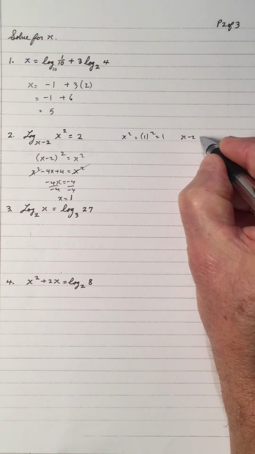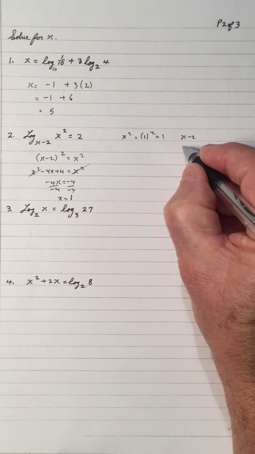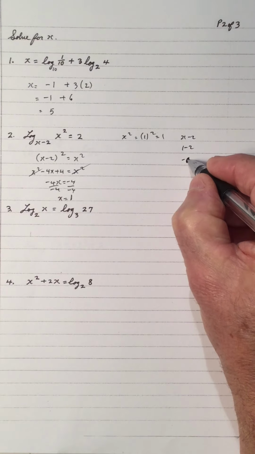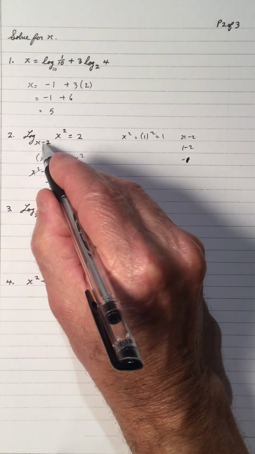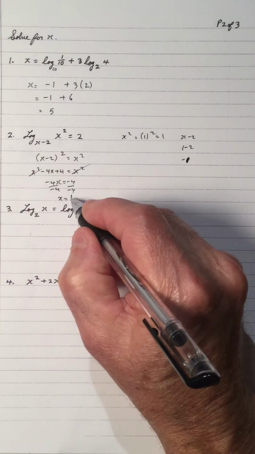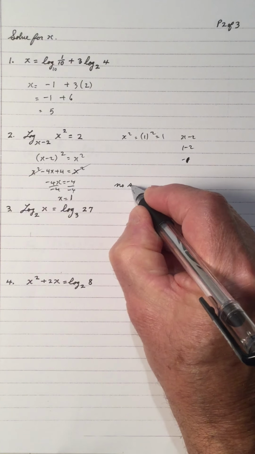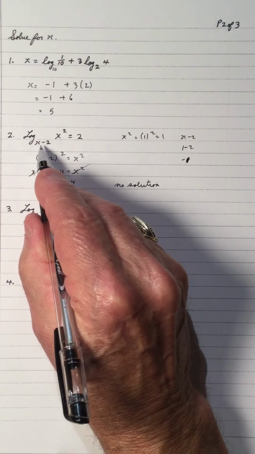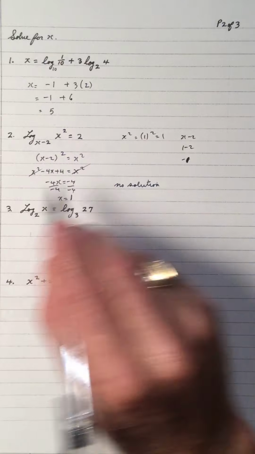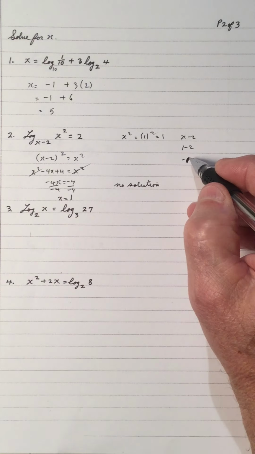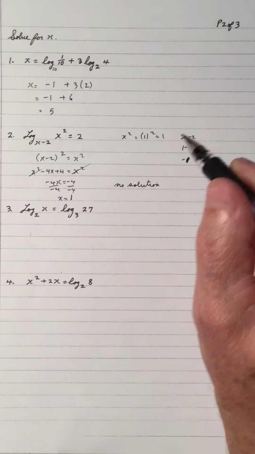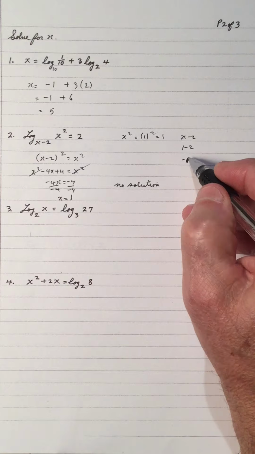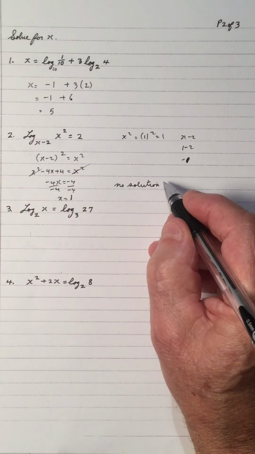We take x minus 2 and we sub 1 in. 1 minus 2 is -1. Oops, that's -1. So the base has to be greater than 0, so 1 does not work, so there's no solution to this problem. It just doesn't work because your base has to be greater than 0 and not 1. Again, subbing in 1 gives you -1. We can't have it, so no solution.